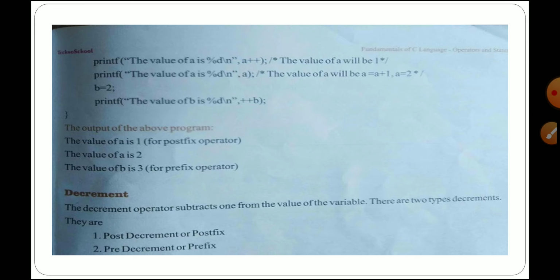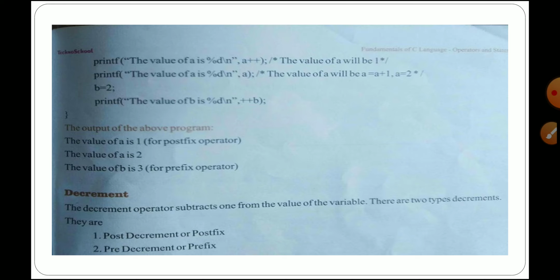Next one is the decrement operators. This decrement operator subtracts 1 from the value of the variable. We already know what decrement means, so it is used to decrement values by one. The decrement itself has two types: one is post decrement or postfix, and the other is pre decrement or prefix.